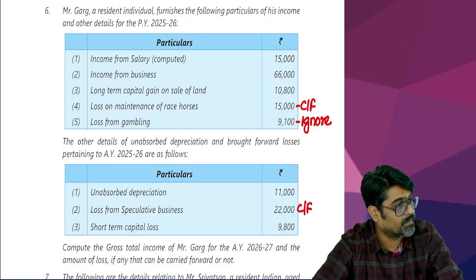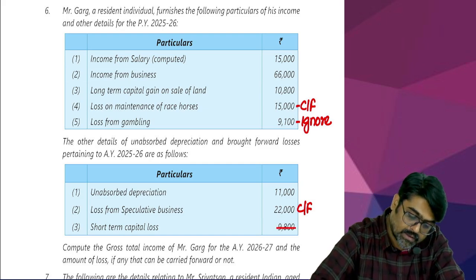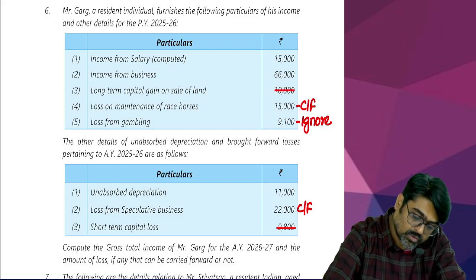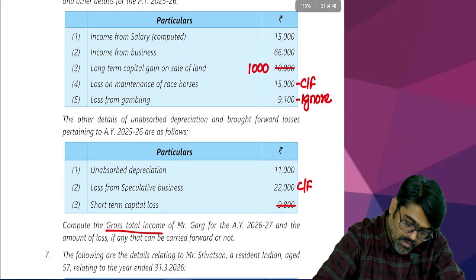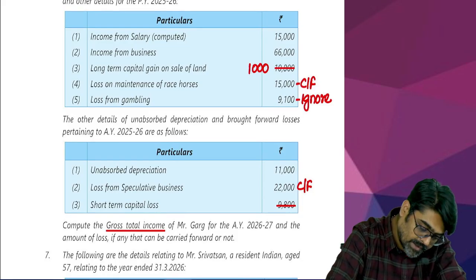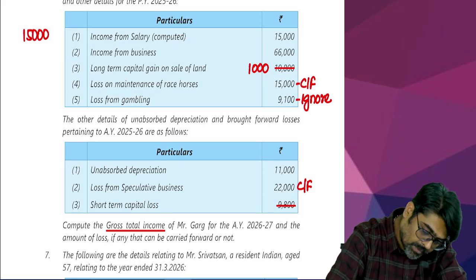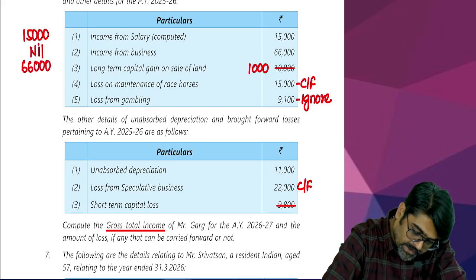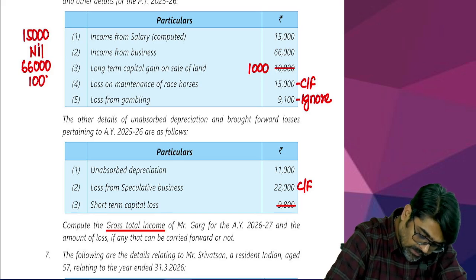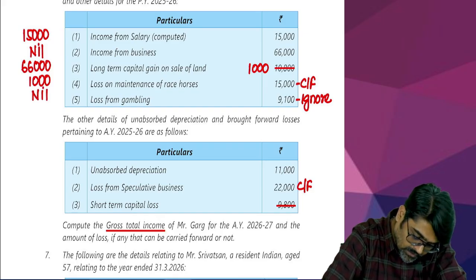Do you have any short-term gain? Short-term gain? No. But do you have any long-term gain? So this 9,800 will be set off against long-term gain of this year. So this year's long-term gain remaining will be 1,000. Yes or no? Compute what? Gross total income. So first of all, salary will be 15,000. House property will be? House property, nil. Then PGBP will be 66,000. Capital gain will be 1,000. Yes or no? IFOS will be? IFOS will be nil. Total.